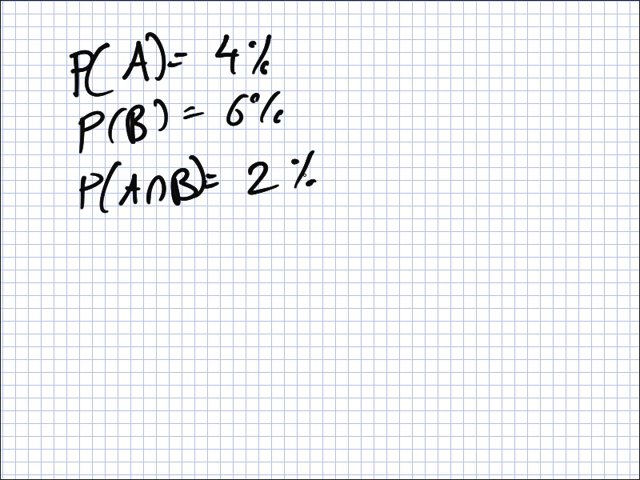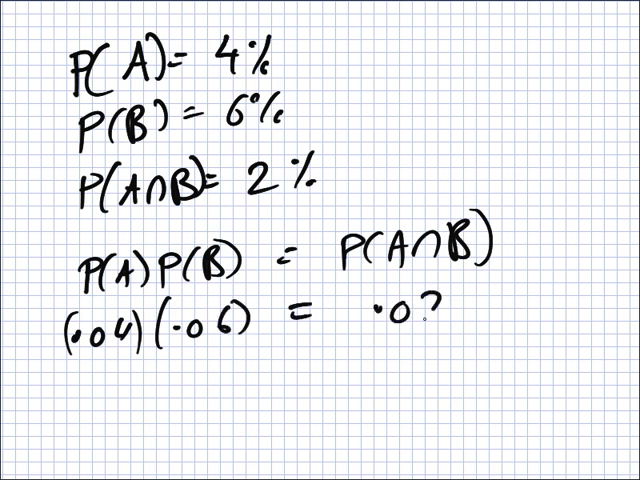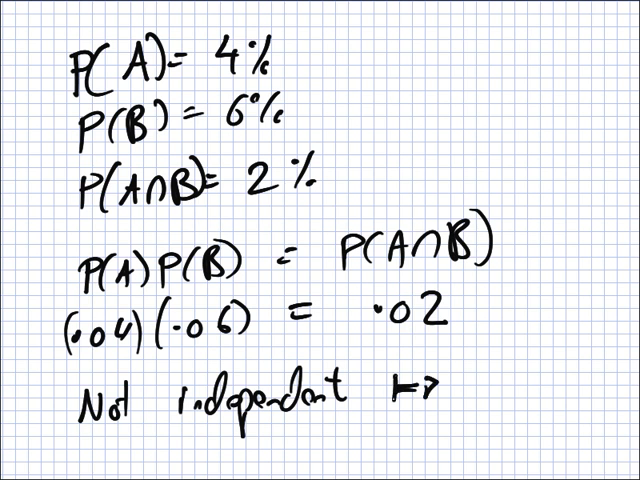The way you're supposed to check is by using the formula P(A) times P(B). Does that equal P(A and B)? So is 0.04 times 0.06 equal to 0.02? I don't think it is. It's way off, isn't it? So they're not independent. So what is the opposite of not independent?